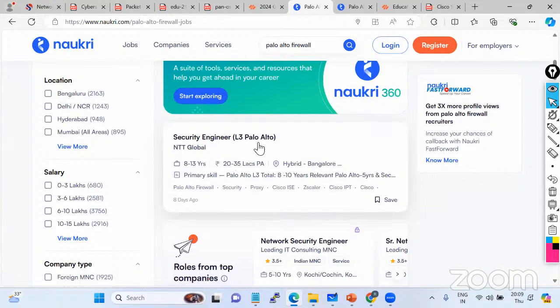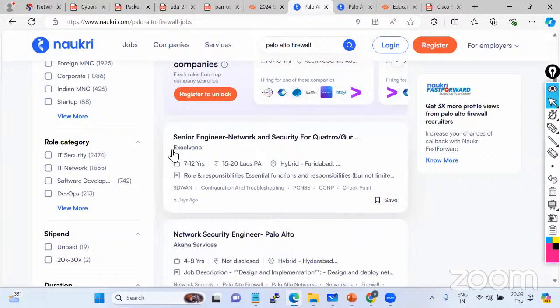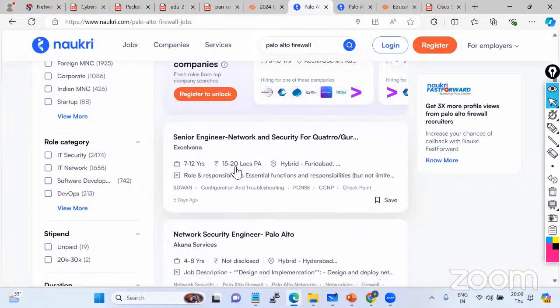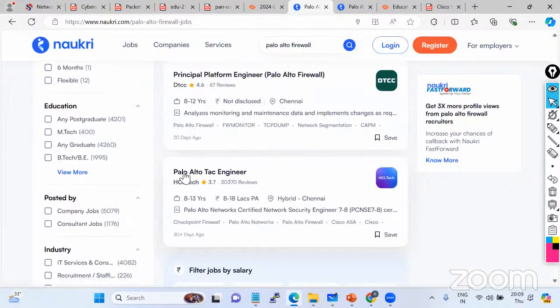If you are going to become L1, L2 and L3, what is the career progression? You have very good career progression. You're going to get very good jobs and grow in your career. That's why these jobs are very important for you. Even a senior engineer in network security is offering 15 to 20 lakhs. A lot of Palo Alto engineers, 8 to 13 years, 8 to 18 lakhs.